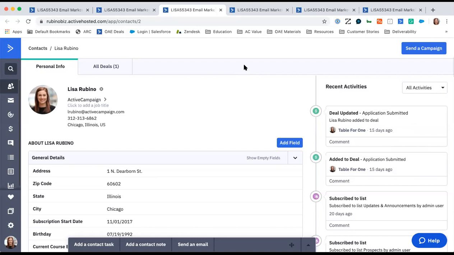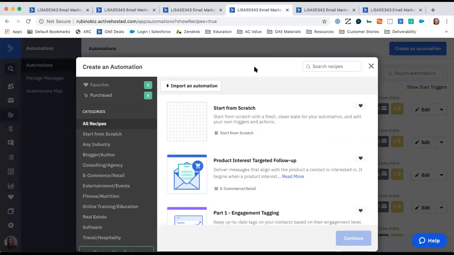Now, it's great that we can collect all this data. What can we do with it? So let's look at our automation builder now to review this part of the platform.